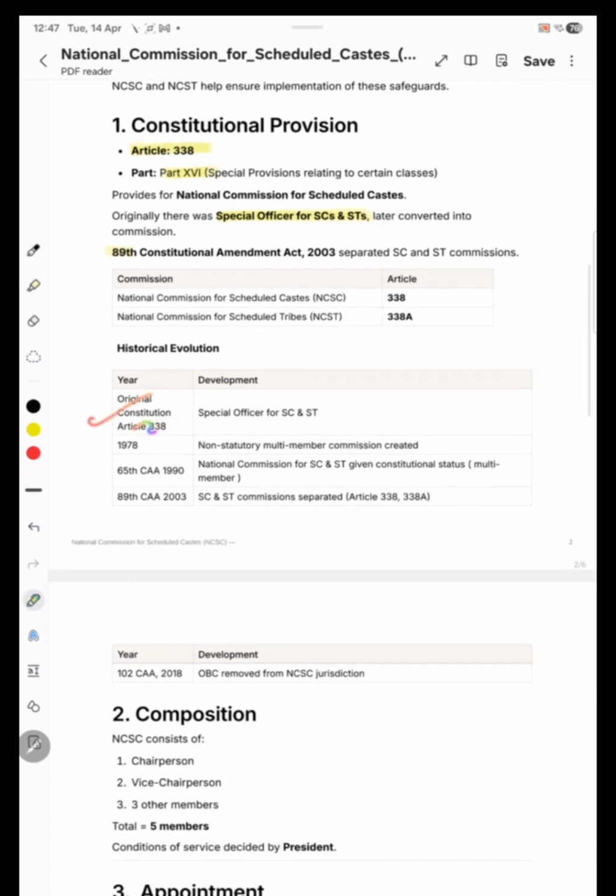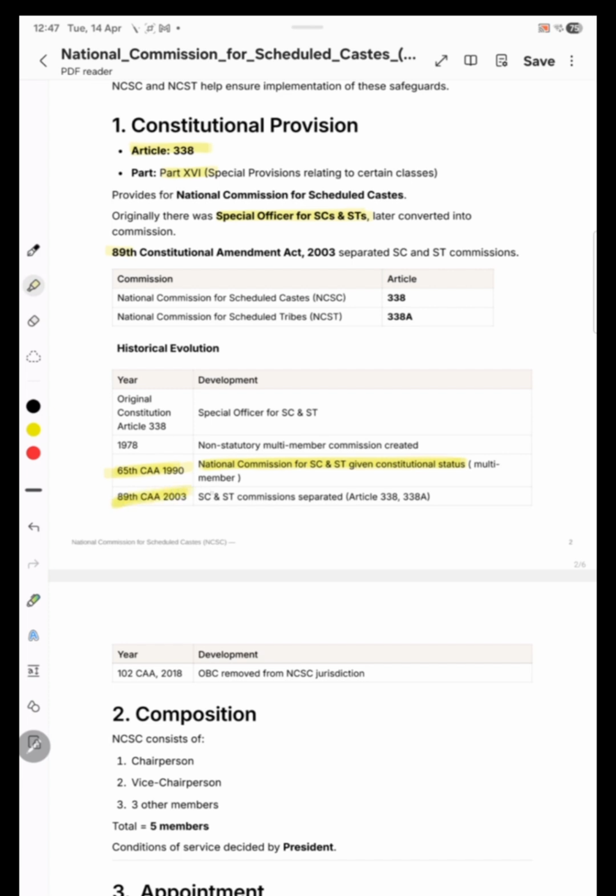The original Constitution's Article 338 specified a special officer, right? In 1978 a multi-member commission was created. So from one officer this was converted into a multi-member commission, and this was a non-statutory body, right? Now by the 65th Constitutional Amendment Act 1990, the National Commission for SC and ST was given constitutional status. It was a multi-member body, right? So this was given constitutional status by the 65th Constitutional Amendment Act.